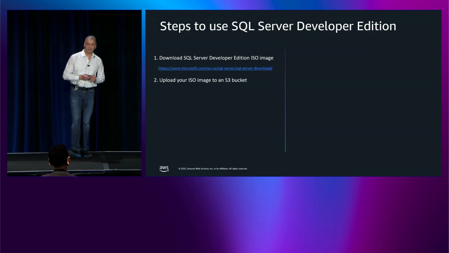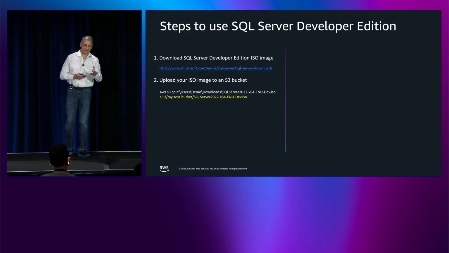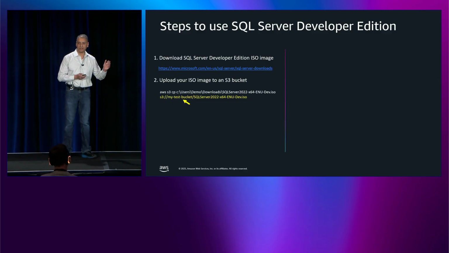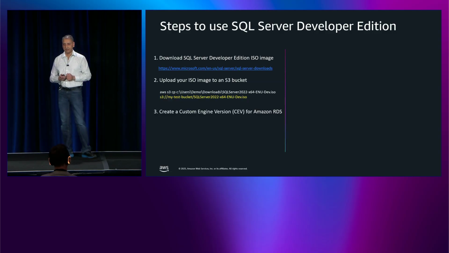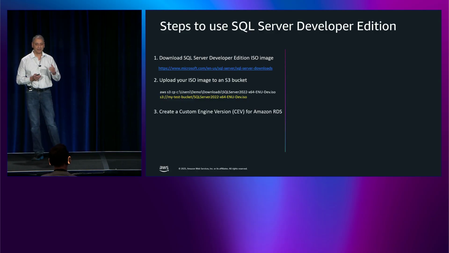After you download the ISO image, just upload it to an S3 bucket. You can upload it to any S3 bucket you want. In this case, I just use S3CP to upload it. And I upload it to a bucket called My Test Bucket, but you can upload it to any bucket you prefer. Once you upload your ISO image, you inform us and you create what we call an RDS custom engine version.